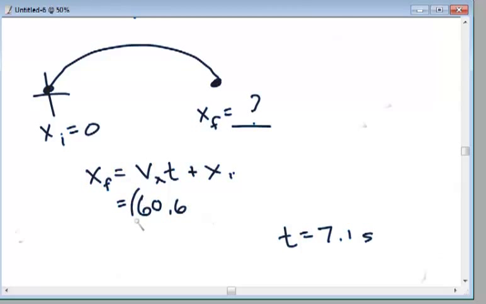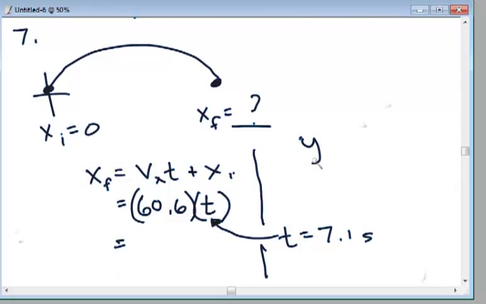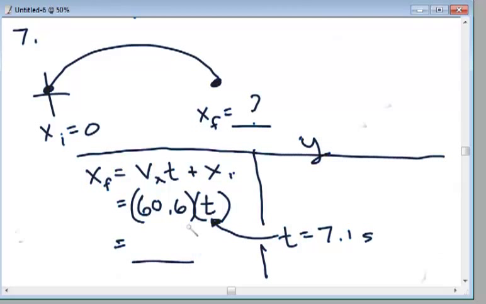Our Vx we determined from all the way back at question 1 was, I think, 60.6 or thereabouts. And our time in the air we just determined in question number 6, this is question 7, was 7.1 seconds. So we can put that time in, taking it from the y equation, putting it into the x equation. Remember, it's the only thing from the y equation that we can put into the x equation. And if we substitute that in, we can get our answer, whatever that is.